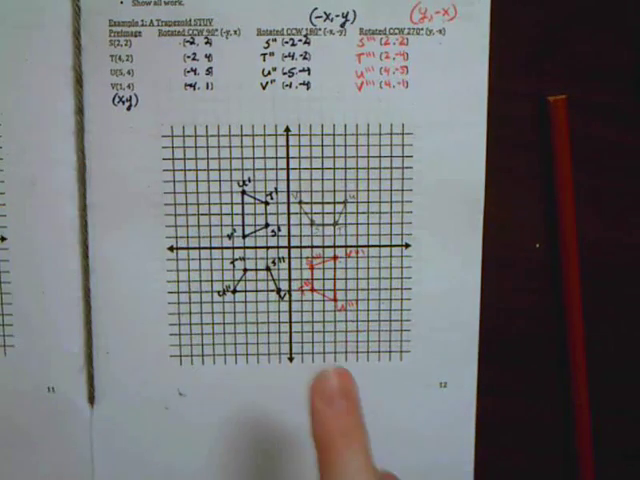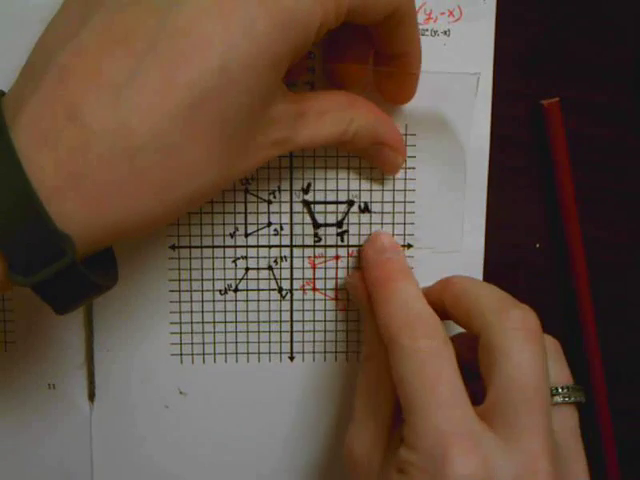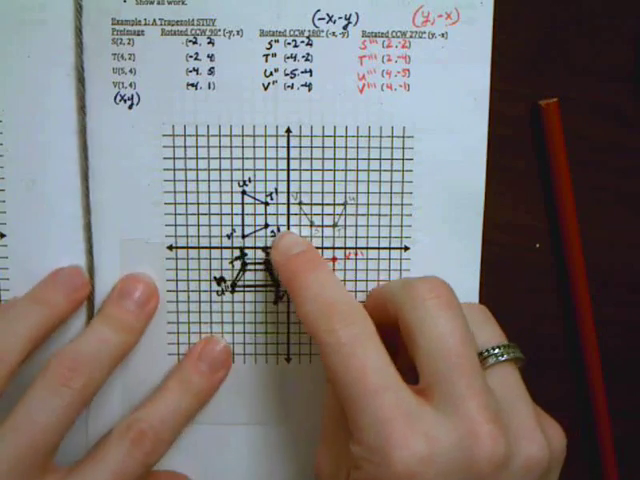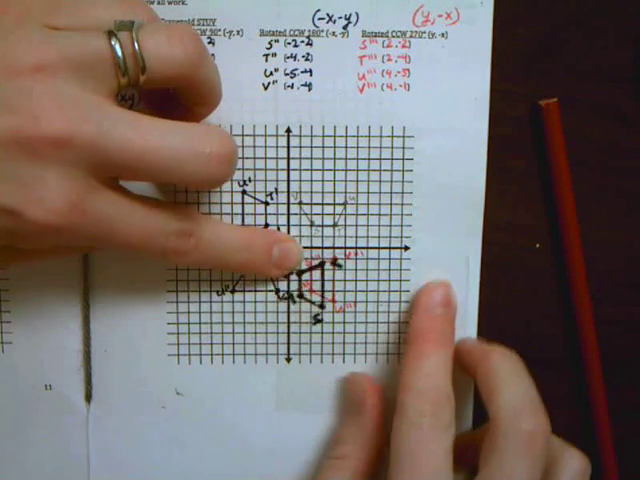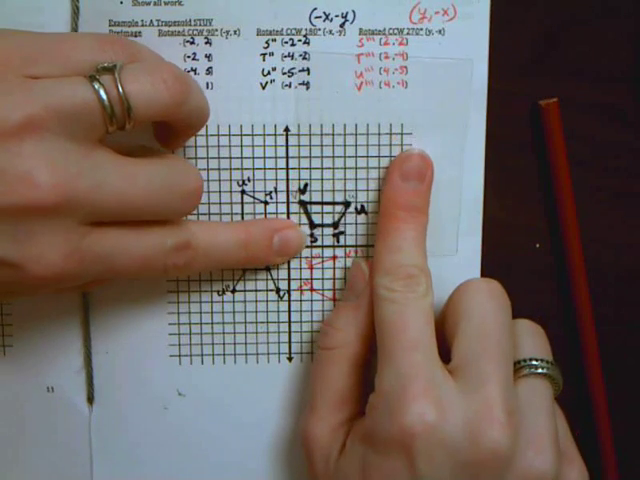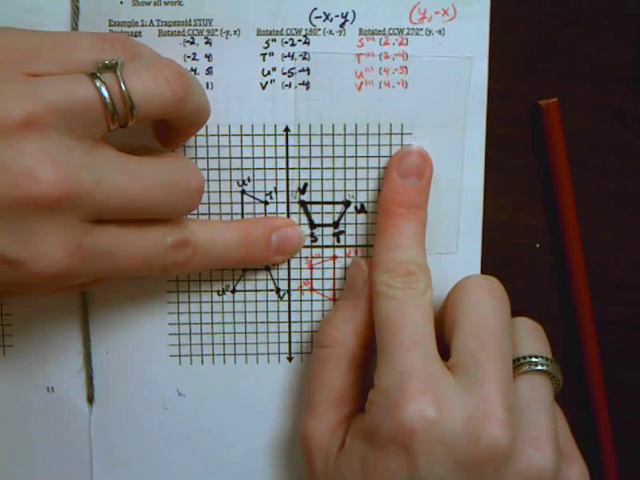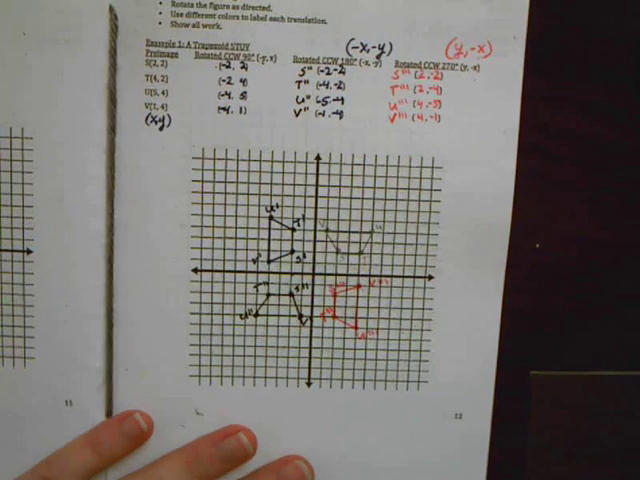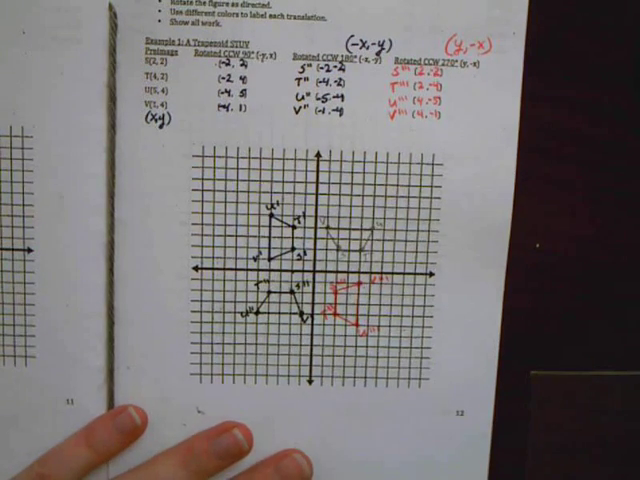So if we look at all 4 images, here's my pre-image, and then the first prime, double prime, and triple prime. And again, that's just rotating that little guy all the way around the coordinate plane. And if I rotated another 90 degrees, I would end up right back to my original location.